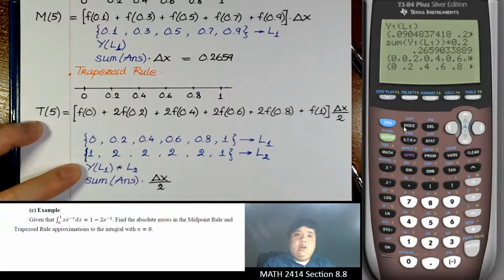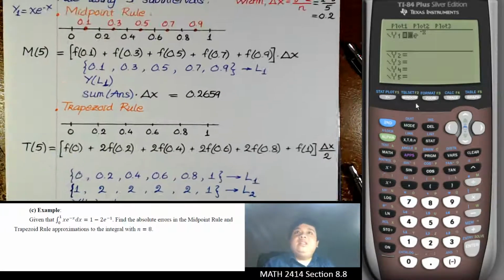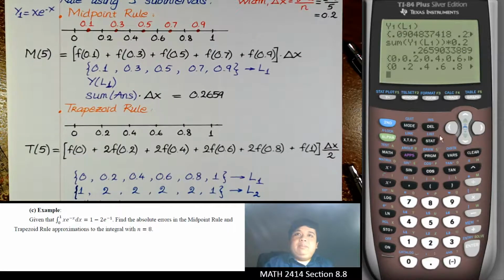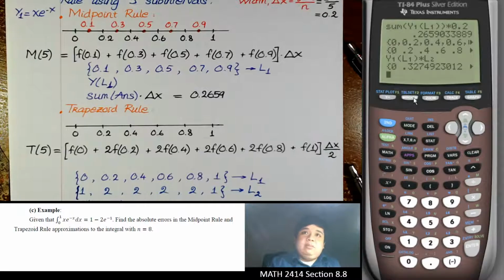And then evaluate the function. Did we enter the function? Oh, already did. Right. Alpha trace y1, and we're going to do all of the list 1 times list 2. Right, we have that. Now we just need to add all of this up.